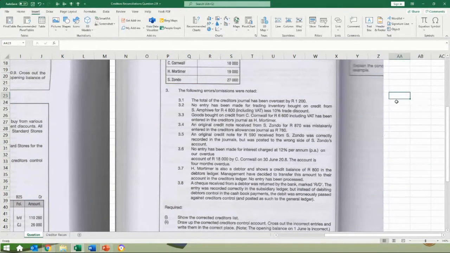Let me just write it here on the side. So this one will go to creditors control account adjustments. Okay, then point number 2, they tell you no entry has been made for trading inventory bought on credit from S&P for 4,800, including VAT less 10% trade discount.